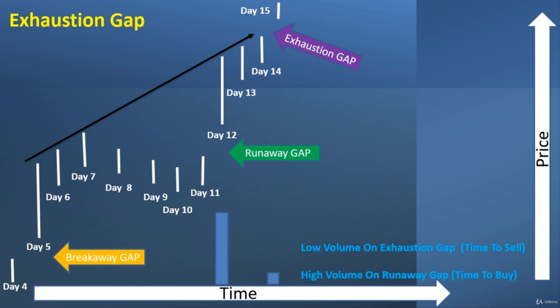So that means the party's over, so to speak, right? And so you're now going to have some overlap. You're going to have maybe the security start trading sideways, or maybe even start to reverse and go on a downtrend. So when you're trying to decide, am I looking at potentially a runaway gap or an exhaustion gap, look at that volume and what's typically been going on with the volume on that particular security leading up to this. And if you see a spike in volume, then it's a gap.